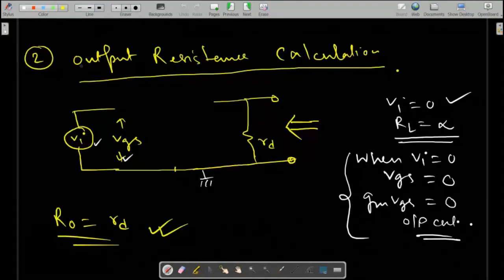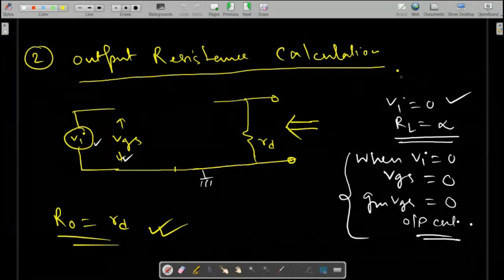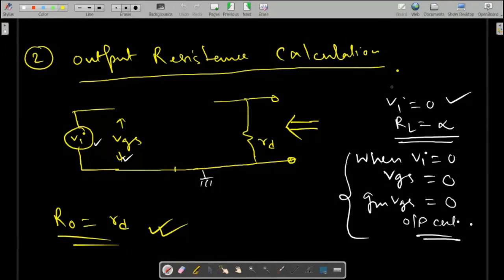VI 0, because it's the condition. Whenever you are going to calculate output resistance for any circuit, not only FET, always the input, whatever input you are applying, will be 0. Means if it is voltage, it will be short circuit. If it is current, it will be open circuit. And second thing, you have to open the load, disconnect the load, RL equal to infinite.